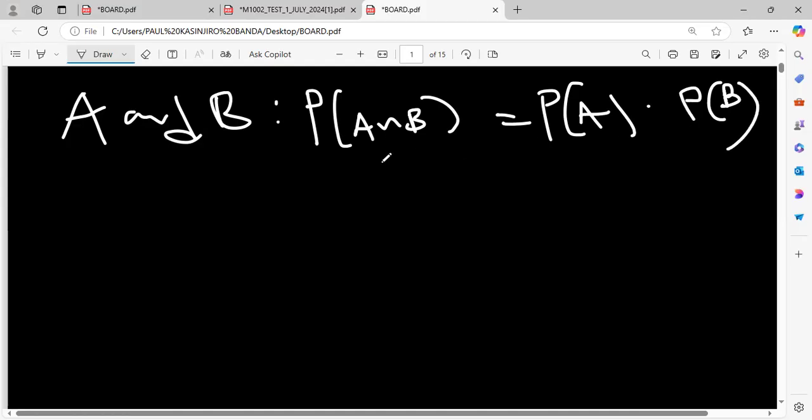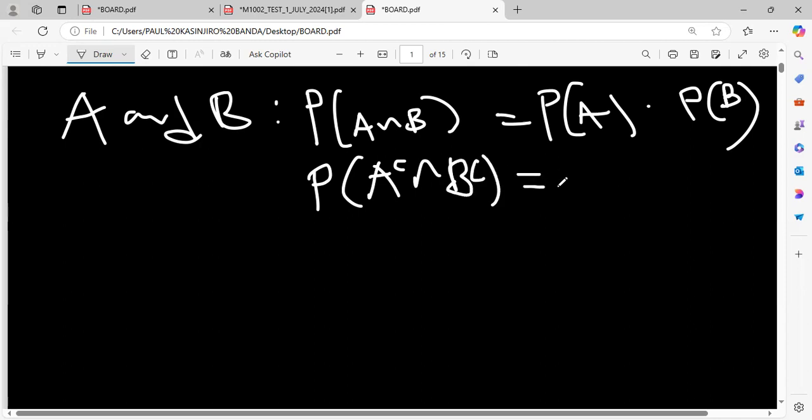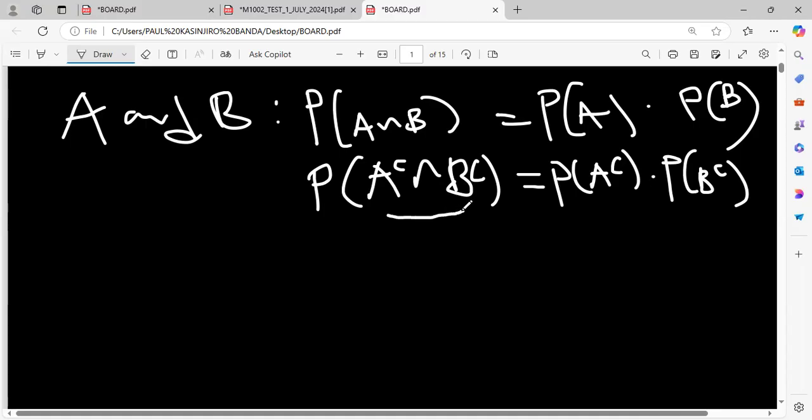Now we want to prove that A complement and B complement are independent. So we simply have to show that the probability of A complement intersection B complement is the same as the probability of A complement multiplied by the probability of B complement. This is the claim that we want to show. So we can start from what we have on the left and then see if we can get what we have on the right there.